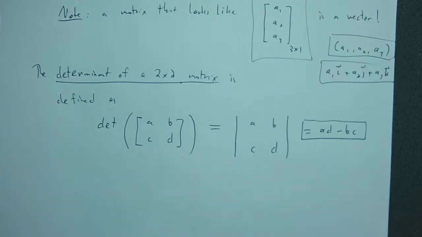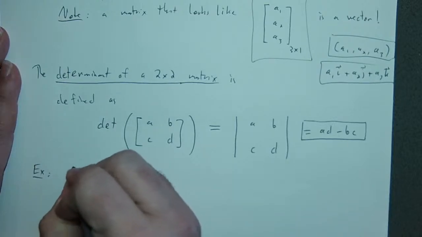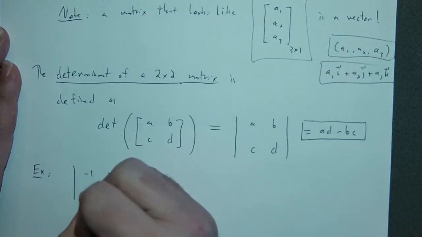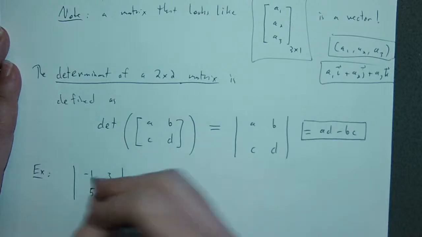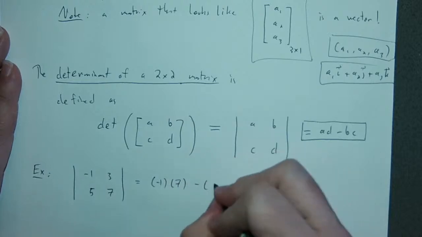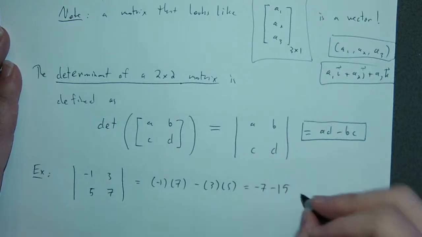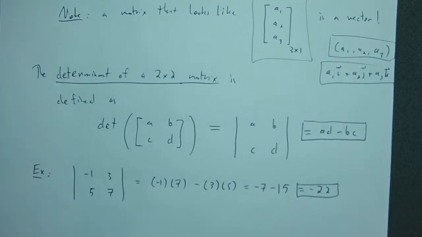Okay, so here's the determinant of a 2 by 2 matrix. So quick example. Let's compute the determinant of the matrix minus 1, 3, 5, 7. Okay, so what is this? This is minus 1 times 7 minus 3 times 5. So this is minus 7 minus 15. So this is minus 22. So the determinant of this 2 by 2 matrix minus 1, 3, 5, 7 is minus 22.